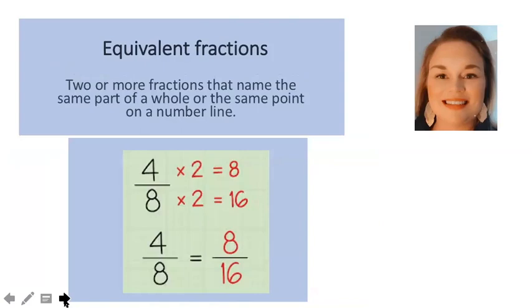Equivalent fractions. 2 or more fractions that name the same part of a whole or the same point on a number line. 4/8 is equivalent to 8/16 because we multiplied the numerator and the denominator by 2.